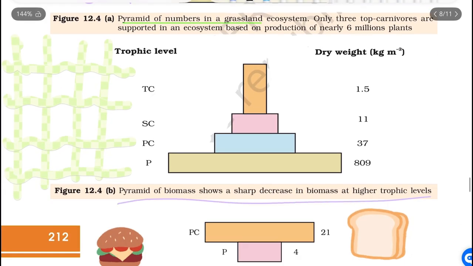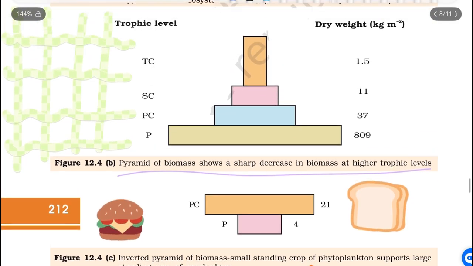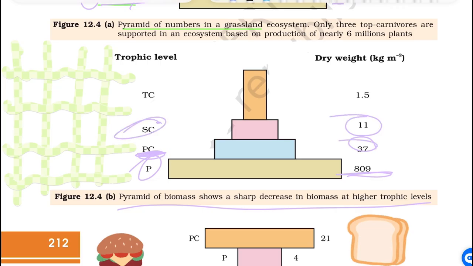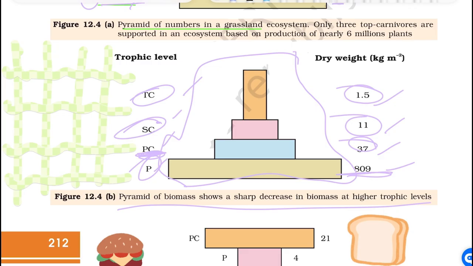This pyramid of biomass shows a sharp decrease in biomass at higher trophic levels. So here it is: producers, denoted by P, are 809, primary consumer 37, secondary consumer 11, and tertiary consumer 1.5. So that is your table. This is important.